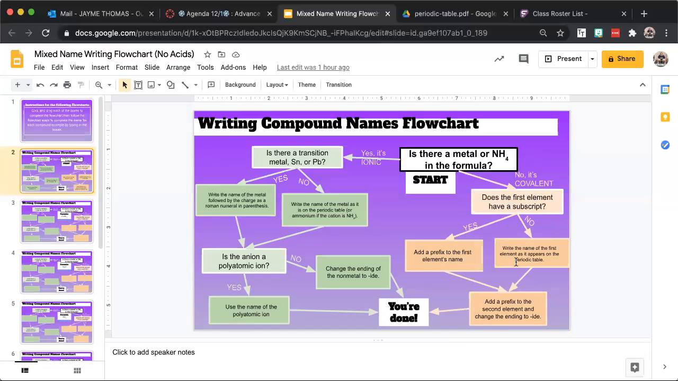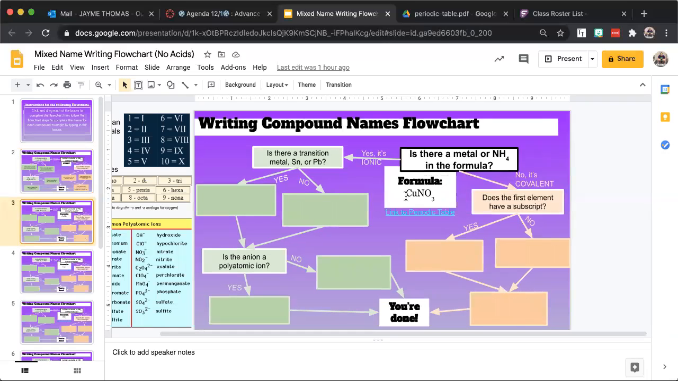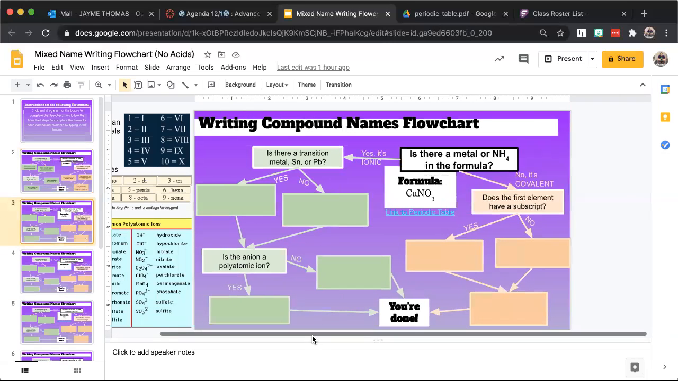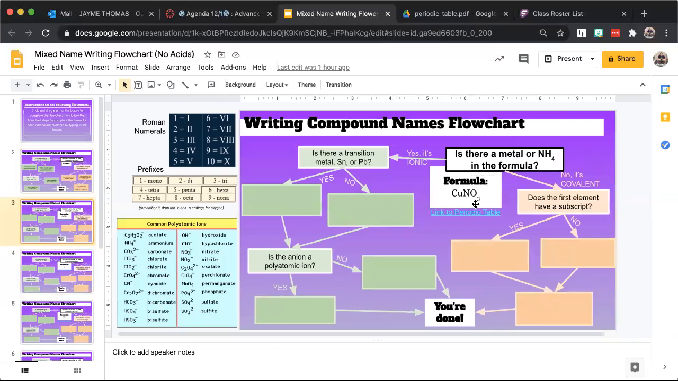And then after the first element's done, the second one's always the same. You look up the name of the element from the periodic table, you add a prefix based on the subscript, and you change the ending to IDE, and then you're done. So I'm going to go to this next one, and this one actually has a formula here. So this one is CuNO3. So this is the formula.